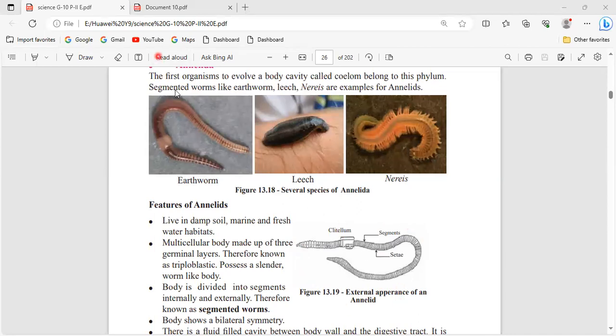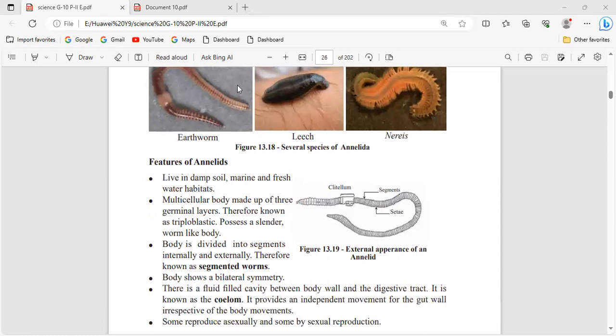Then when we talk about symmetry, they show bilateral symmetry, where you can divide the body into halves, like this, halfway. So they show bilateral symmetry. I already told you this is the first species to have a body cavity. That body cavity contains the fluid called coelom.